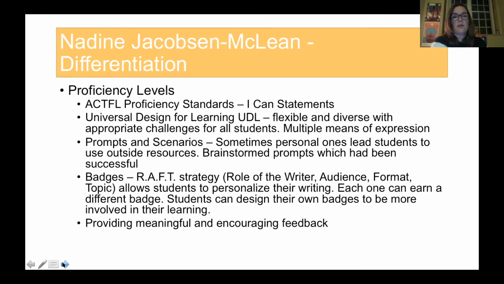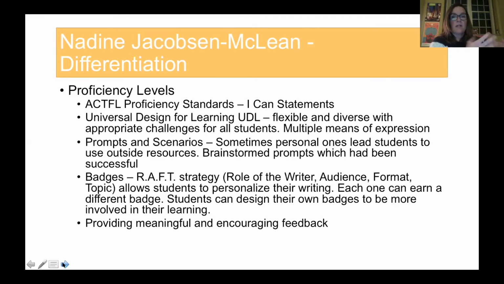One of the things she talked about was prompts and scenarios. Sometimes we ask people to talk about their family, health issues, and other things. She said those very personal prompts can lead students to want to talk about themselves a lot, because we all know students love to talk about themselves. And when we're dealing with homeschooled students or students who are geographically isolated, this is a great opportunity.